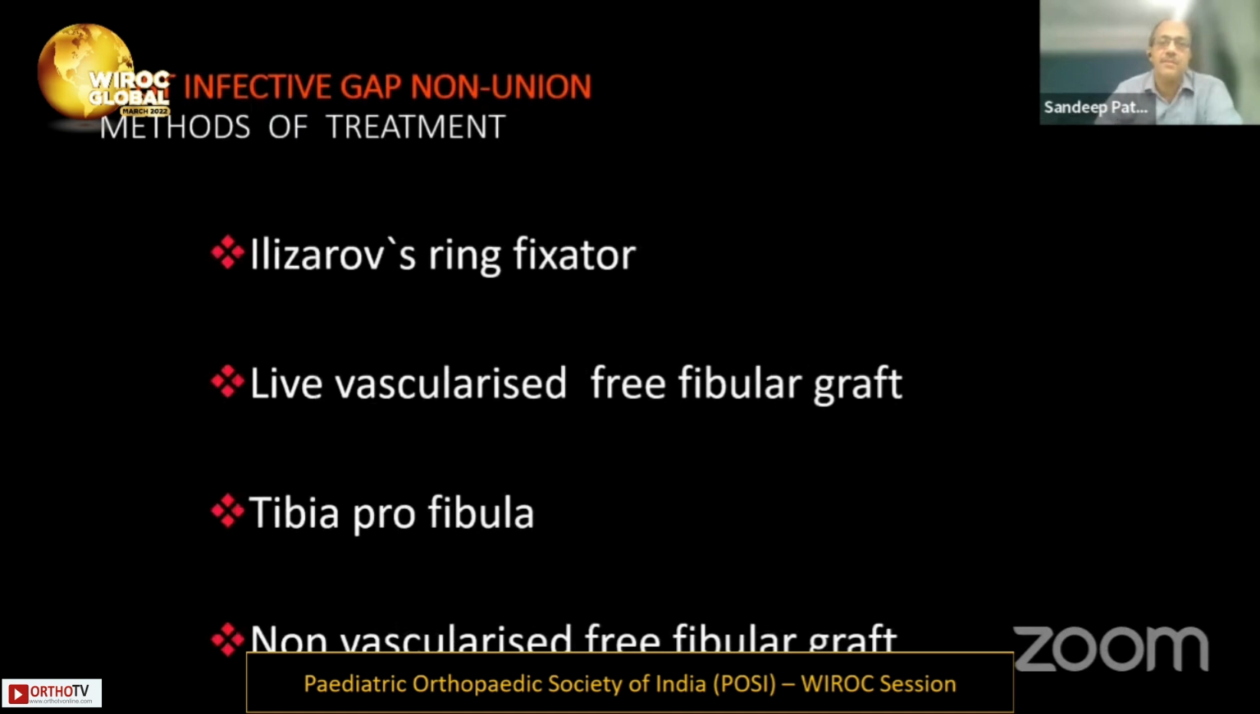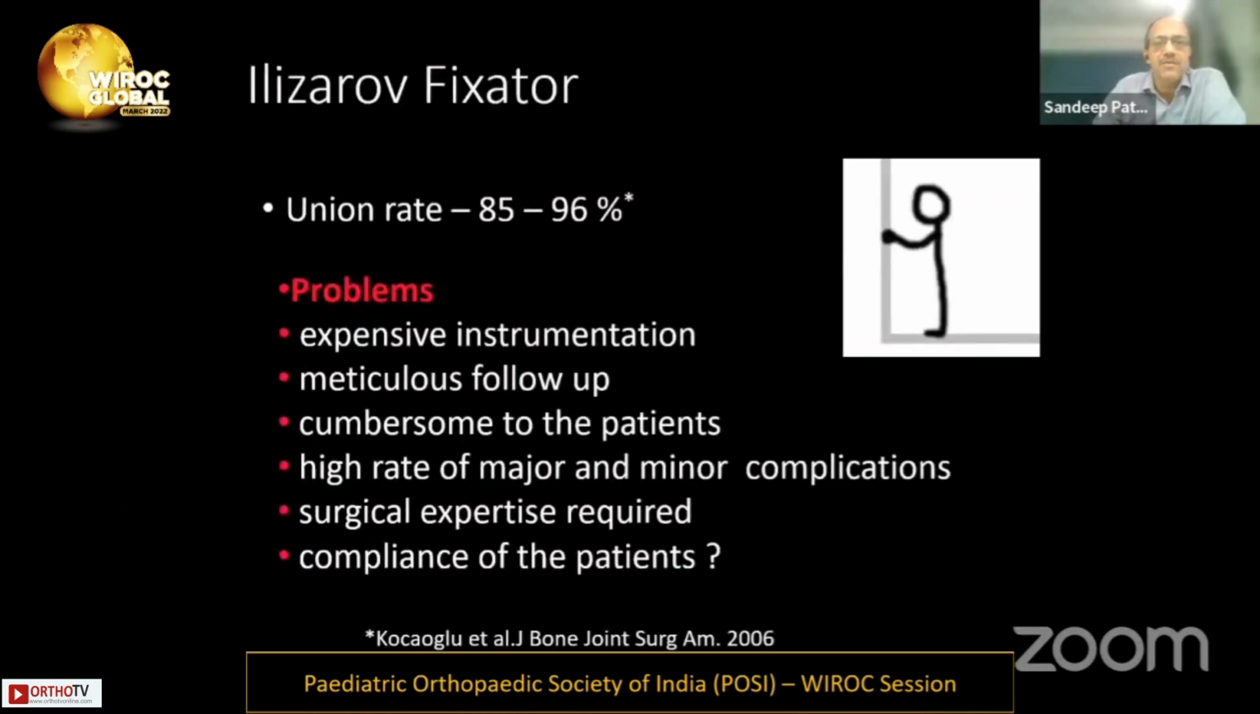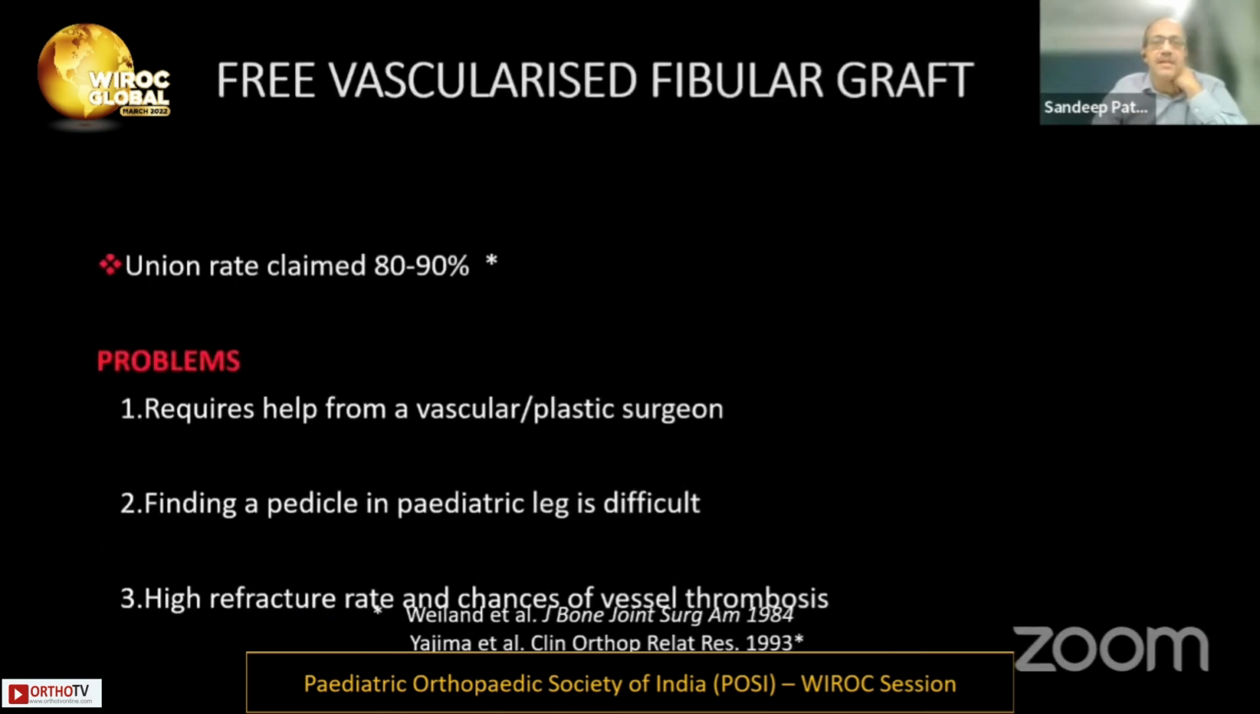So you have these options for regenerating bone: Ilizarov or fixator, using a live vascularized fibular graft, or what was done as Chacha's or Huntington procedure, the tibia to fibula, and the non-vascularized fibular graft, which I will talk about. So the Ilizarov fixator has good healing rates of 85 to 96%, but it needs some instrumentation. You should be used to it. It's a bit cumbersome for the kids. There's a higher rate of major and minor complications, and compliance is always an issue with ring fixators.